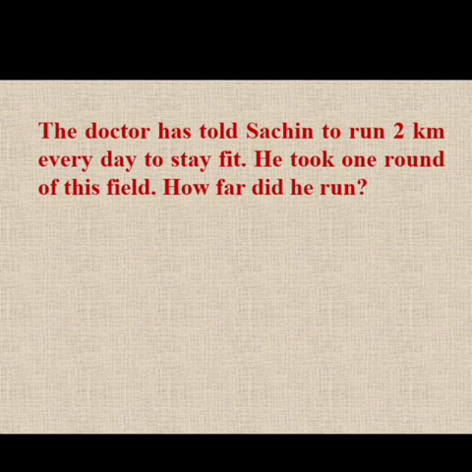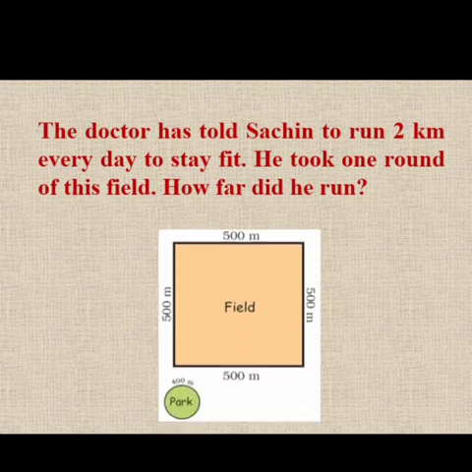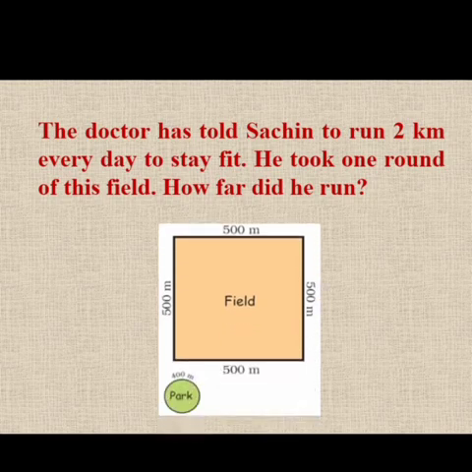Come to the next word problem. The doctor has told Sachin to run 2 km every day to stay fit. He took one round of this field. How far did he run? That means you have to find out the distance covered by Sachin every day. Let's have a look on the solution.